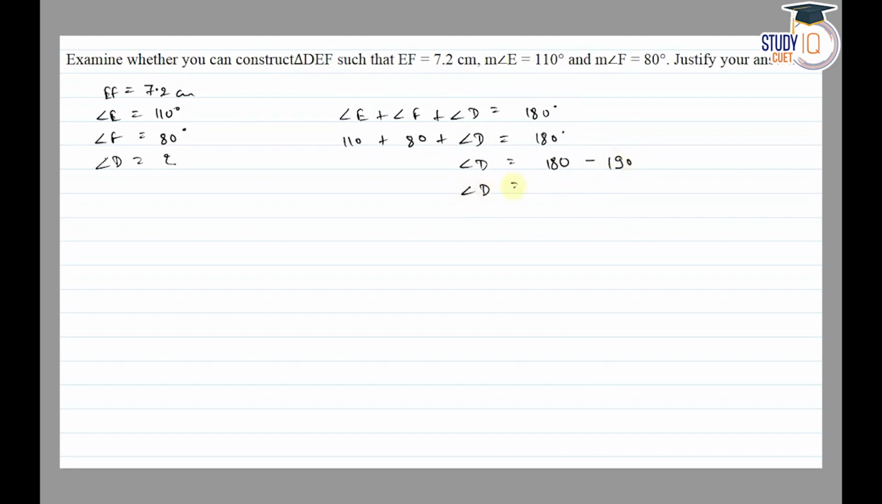So angle D is equal to minus 10 degree, which is not possible क्योंकि हमारे two angles का sum 190 हो रहा है, जबकि in a triangle the sum of all three angles is equal to 180. So it is not possible to construct triangle DEF in which angle E is 110 degree and angle F is 80 degree. So it's impossible. Thank you.